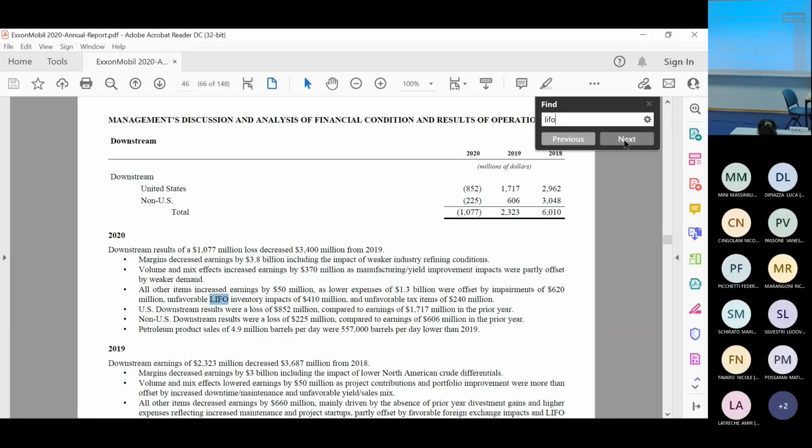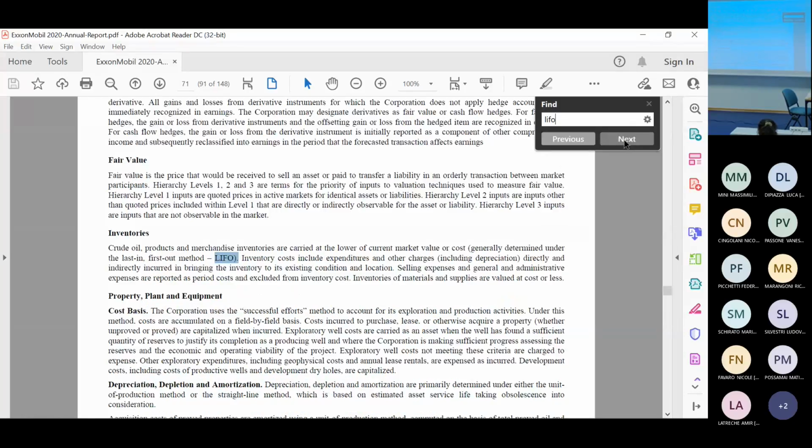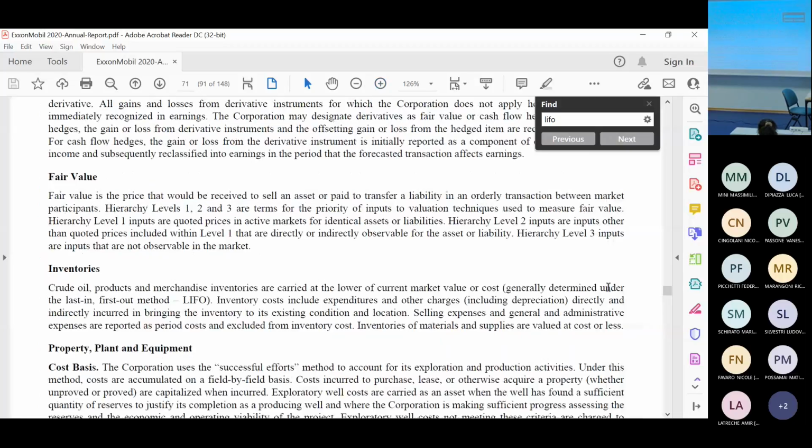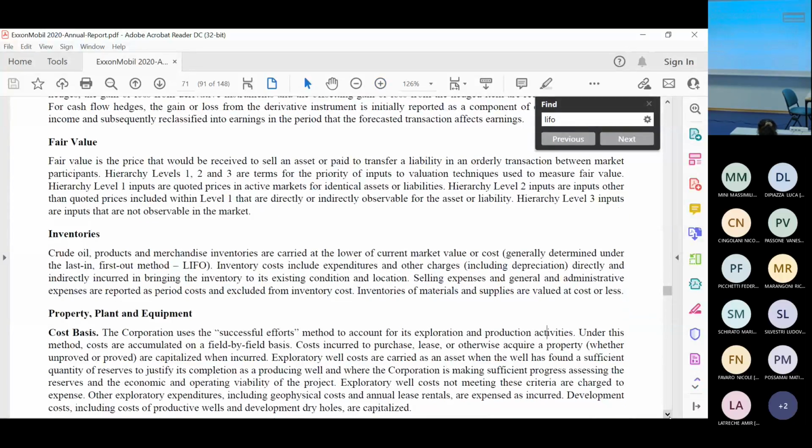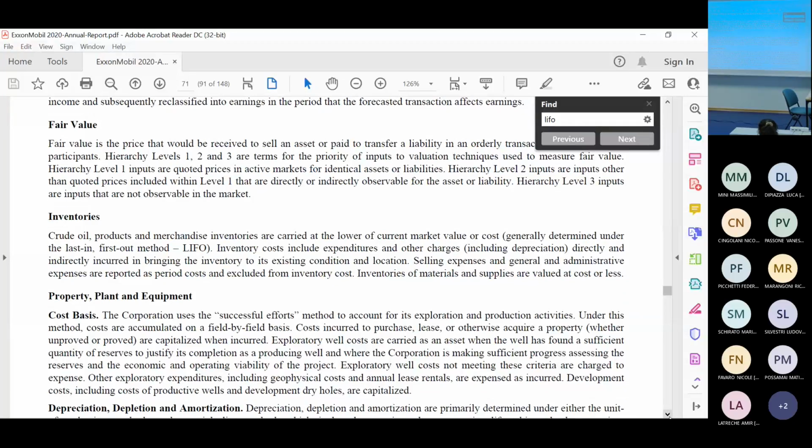LIFO. Well, first of all, they explain that they use LIFO. They need to disclose this. They need to explain what is the method they use. All companies do that. They were using the energy codes. They're using FIFO or LIFO, a combination. They could use FIFO for some inventories and LIFO for others, so they can choose how to proceed.